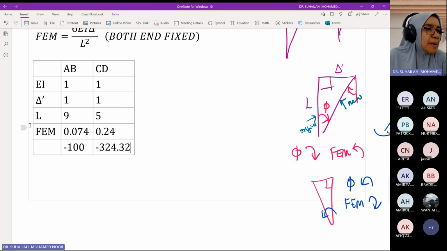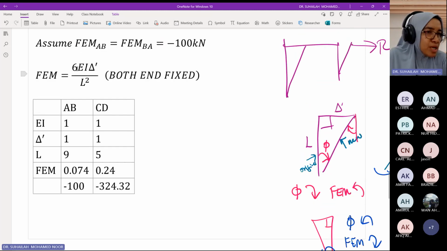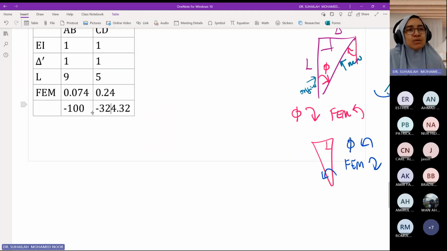Okay, but actually you cannot use this ratio because it is L squared. So you have to do it like this. You have to use this formula, unless L is the same, then you can directly do it. If L is not the same you cannot, because here L is to the power 2. It means L to the power 2 before you can make the ratio. So the easiest way, you just substitute into the formula and get FEM in terms of EI delta. This is 0.074 EI delta prime. But since we want to find the ratio, we do not need to put EI delta prime here. So 0.074 is 6 divided by L squared, and this one is 6 divided by 5 squared. So we make the ratio between this and 100, and get 324.32. This value is what we will use in the table.